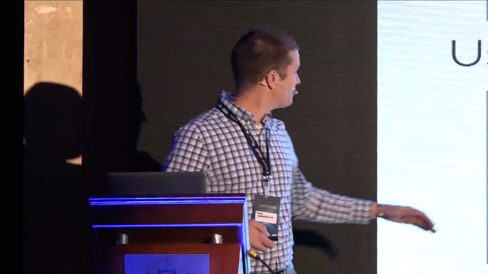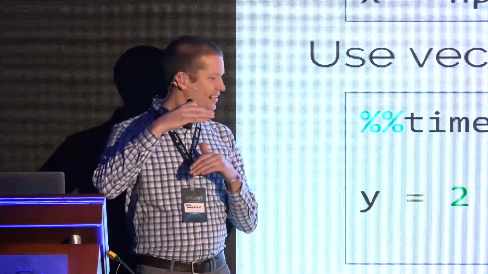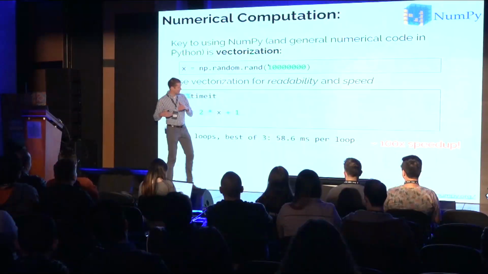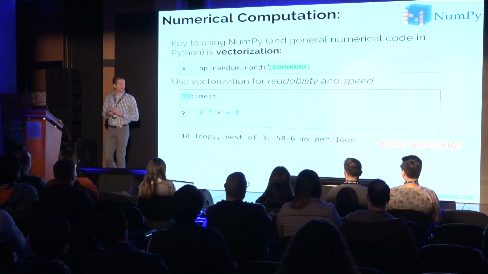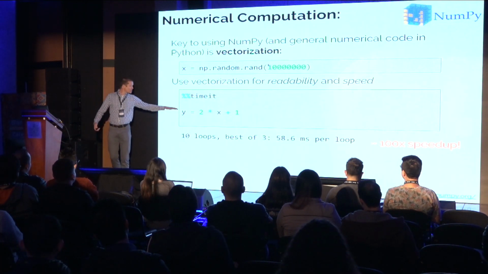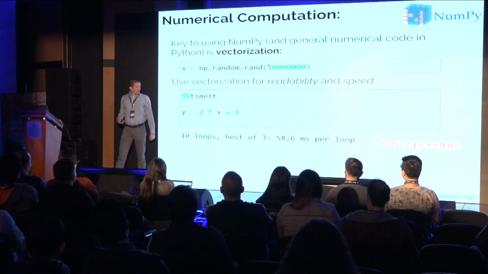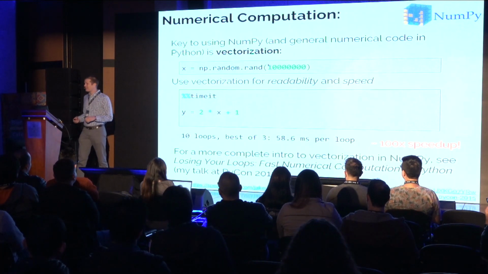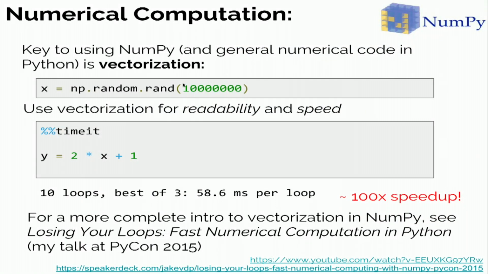But if you do this vectorization, what it's doing is pushing that for loop down into the compiled layer, and instead of 6 seconds, it takes 58 milliseconds to do that same operation over 10 million values. So not only is it much easier code to read, it ends up being much faster. If you're interested in digging into writing these kinds of algorithms in NumPy, the important thing is getting used to these kinds of vectorized operations.